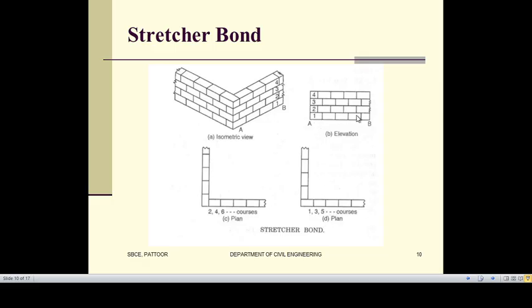So the first course is made by laying stretchers. Continuously the stretcher of the brick is laid, and in this direction also the stretcher is laid. But when we look from this direction, this will be a header and the remaining will be stretchers. And when we look from this direction, all the bricks are laid as stretchers.